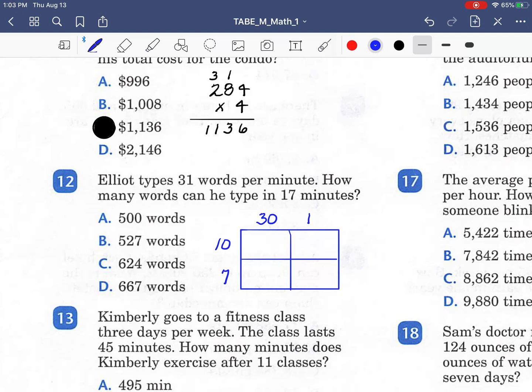So 30 and 1, 10 and 7 to get those 2 numbers. 3 times 1 is 3 with 2 zeros. 3 times 7 is 21 with 1 zero. 1 times 10 is 10, and 1 times 7 is 7. So add your partial products. I'm going to go ahead and make a 17 right there because that's an easy one to do in my head. I'm thinking number 12 is B, 527 words. And if you prefer the other way, that is just fine. I'm just running out of time to do both ways.